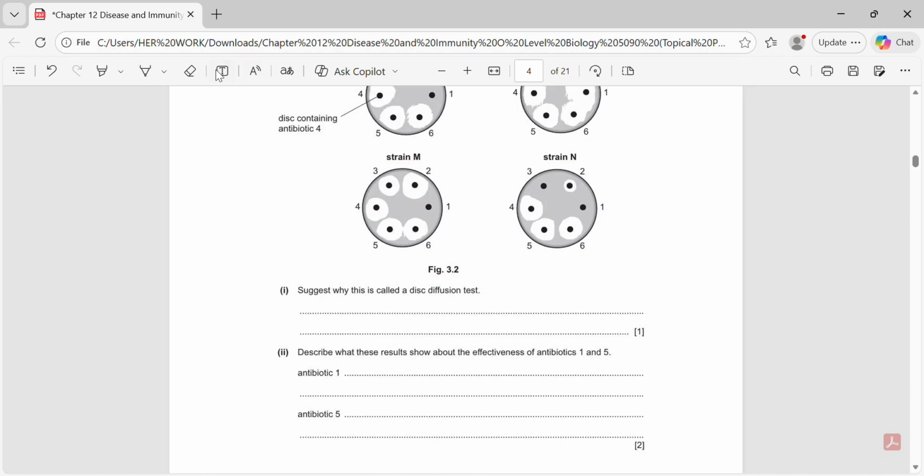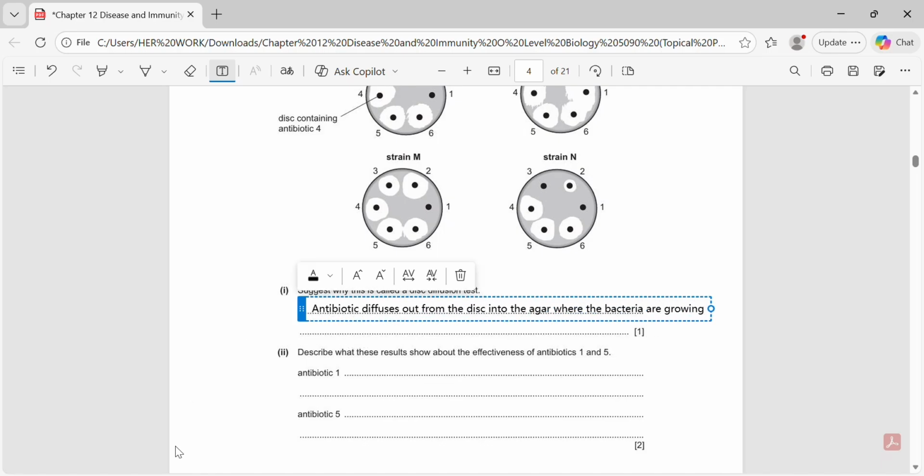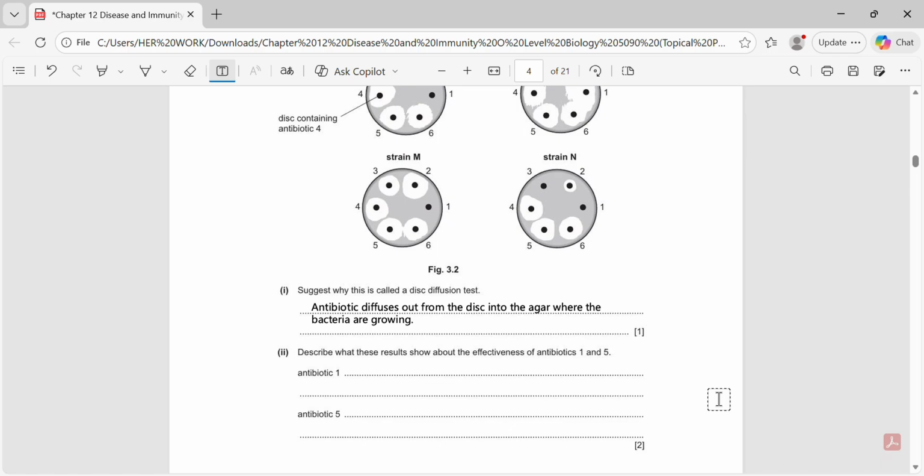Now it asks, suggest why this is called a disc diffusion test. So we will simply write, it is called a disc diffusion test because the antibiotic diffuses out from the disc into the agar where the bacteria are growing. You don't need to worry too much, as this concept will be studied in detail in the upcoming chapters. For now, we only need to understand how it is referred to here.